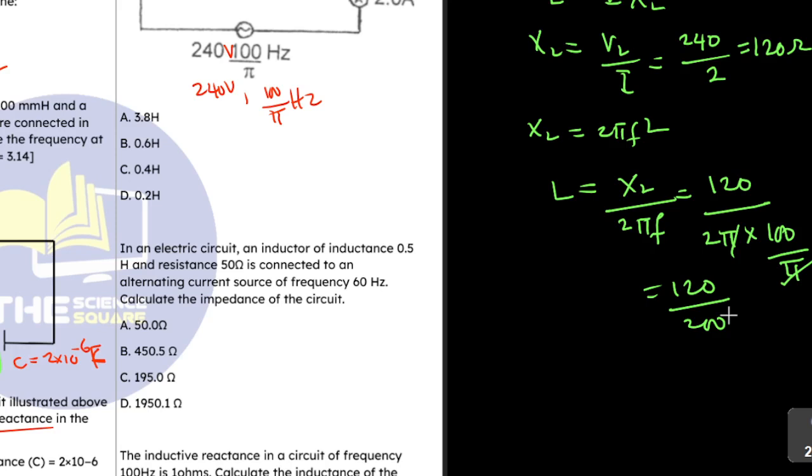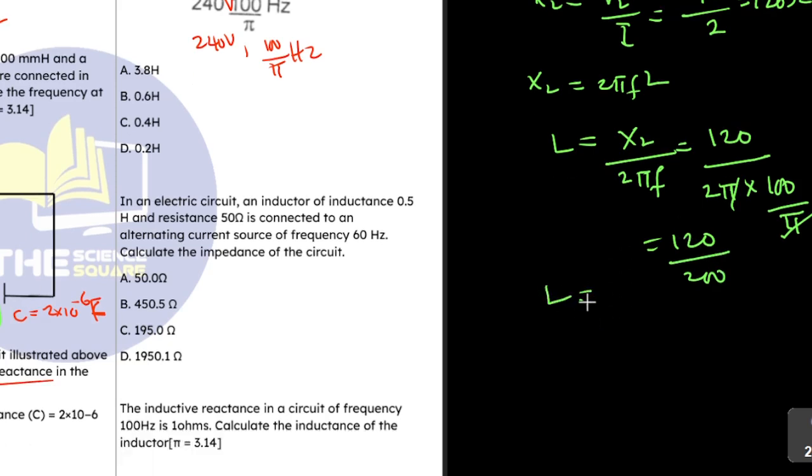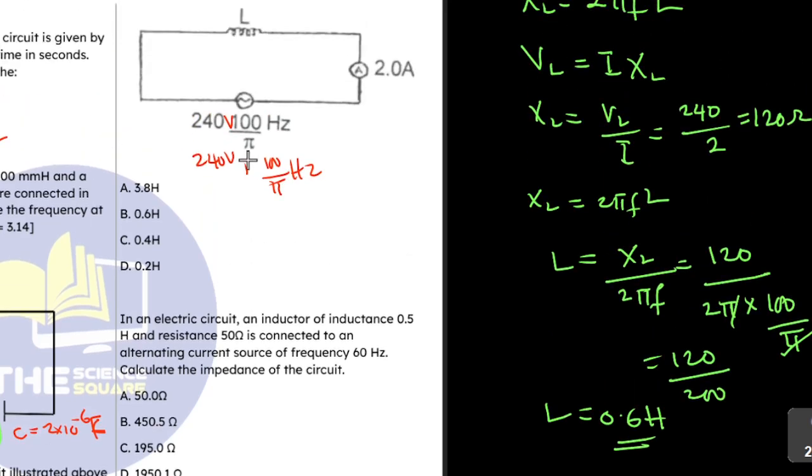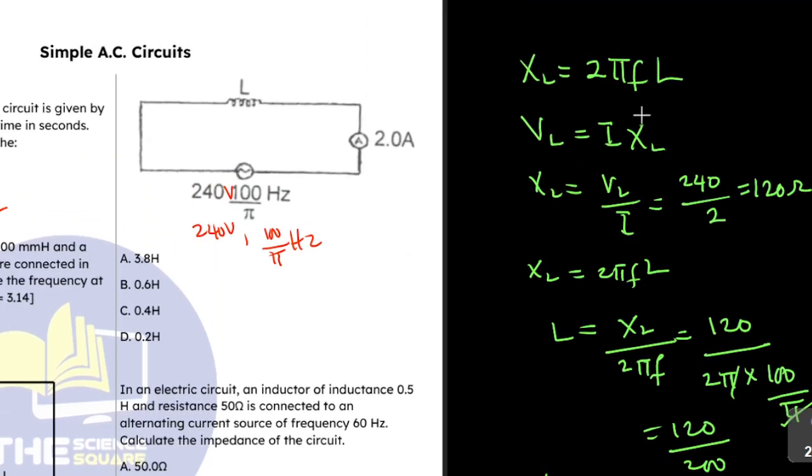Without wasting time, you can just punch your calculator, 120 divided by 200. So you get 0.6. So L is going to be 0.6, and don't forget your unit. It's going to be measured in Henry. So I think that's a very straightforward question. The question just wanted to know that this is the formula for the voltage, current, and reactance relationship. V equals I XL. So use that to compute your XL, and use that XL to compute your L, substituting all the given variables.